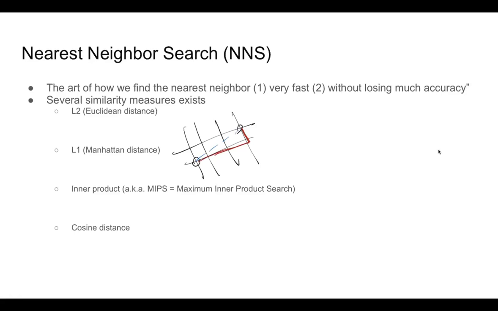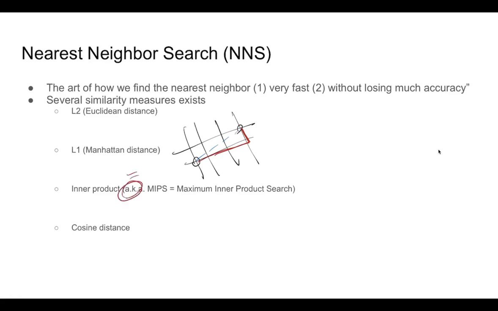Inner product is also called MIPS, because MIPS is shorthand for maximum inner product search. Actually, I was not really super accurate about this. It's not that inner product is equal to MIPS.